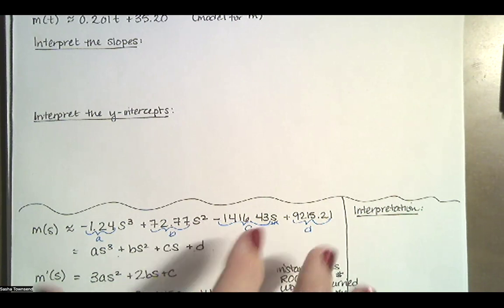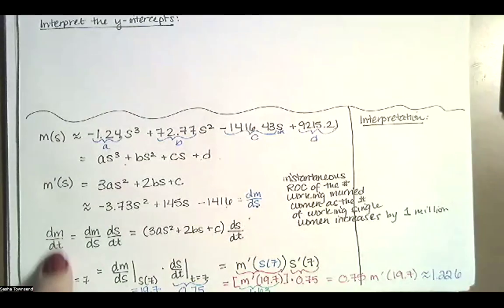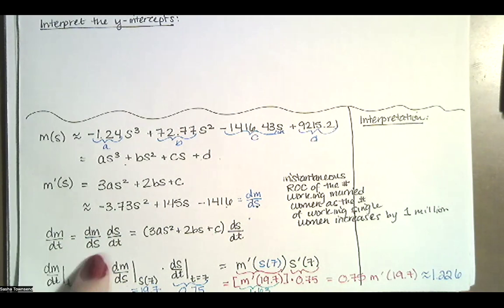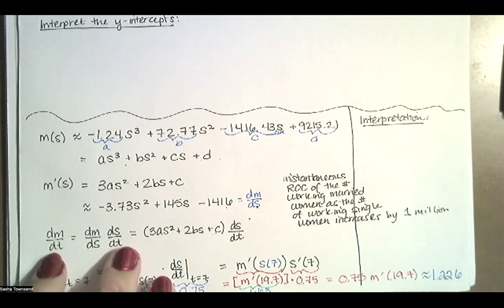But that's the model that they wanted us to use in the book, and we can see that the rate of change of the number of married women working per year is related to the rate of change of the number of single working women per year by this extra factor, which is the change in the number of married women working as the number of single women working increases. And so it's basically just another example of the chain rule, and it shows us how these two rates of change with respect to time are related to each other.